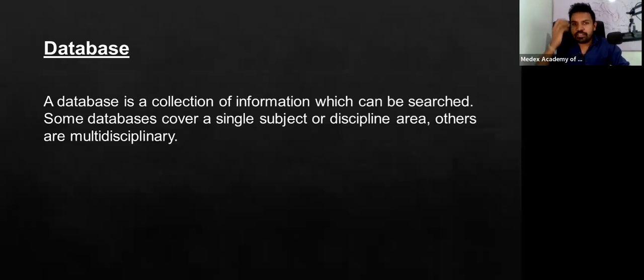Then considering some others, there is another called CINAHL. Now if we ask about the database you mentioned, Google Scholar, is it a single subject area, or whether it's multidisciplinary? Yes.